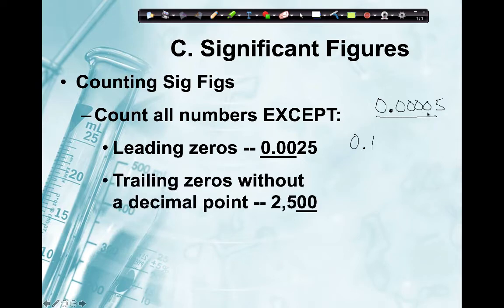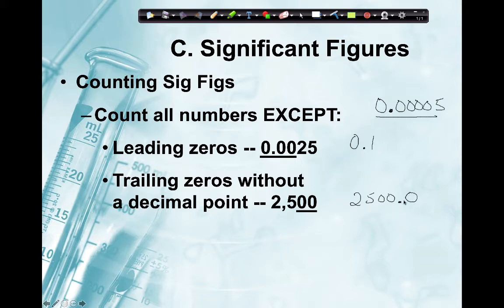Okay, you also do not count trailing zeros without a decimal point. So 2,500, these zeros at the end, they're at the back. There is no decimal point, so they're not significant for rounding purposes. So I only have 2 significant figures. Now, let's say that I have that same number, and then I add a decimal point. They do become significant because there's a decimal point.